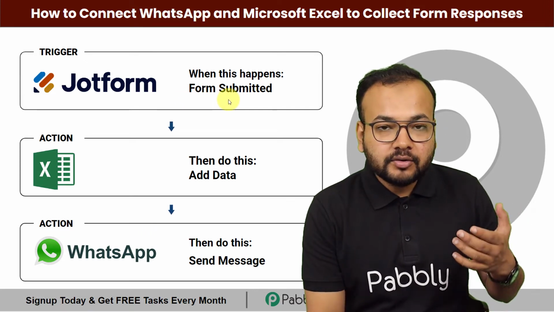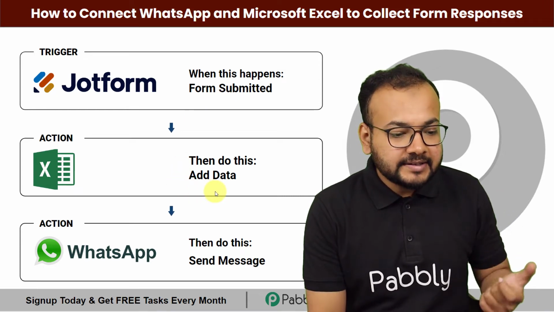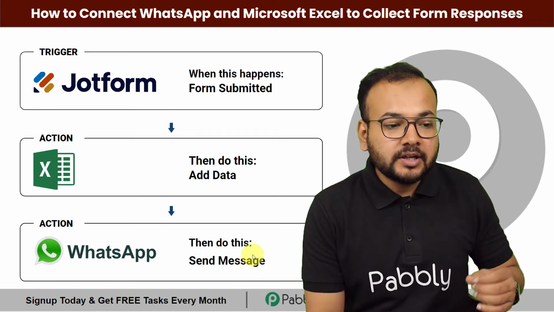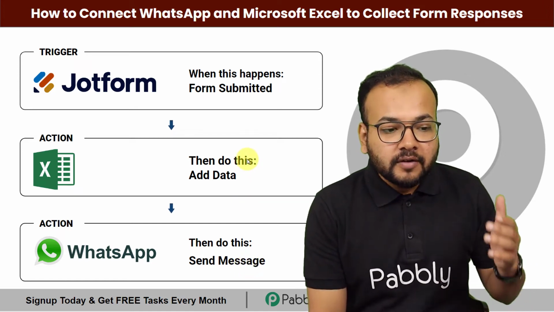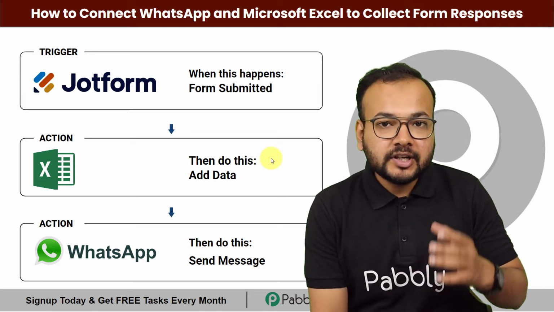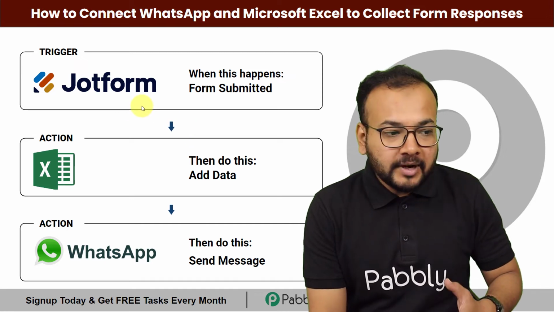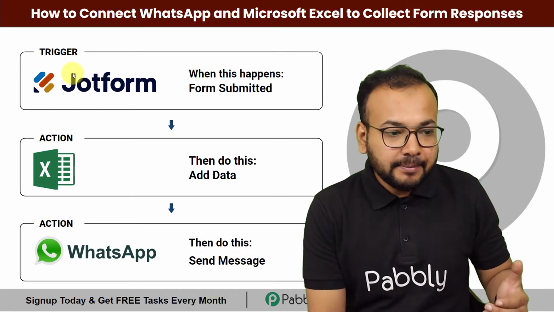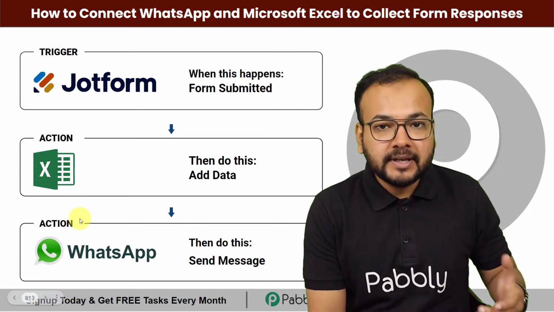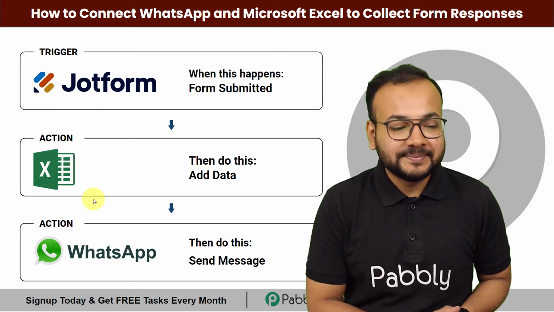As and when you receive a submission, the data will be added in Microsoft Excel and you will receive a message on WhatsApp. And guys, you can set up this automation very easily without any coding skills using Pabbly Connect, which is an integration and automation tool. You just have to connect your form building application as the trigger application and Microsoft Excel and WhatsApp as the action applications in the automation workflow. Let me show you how you can do this.